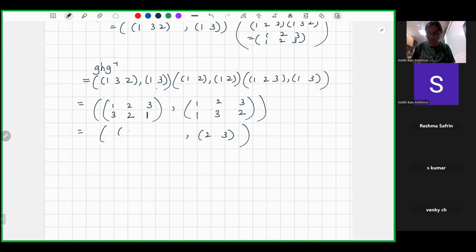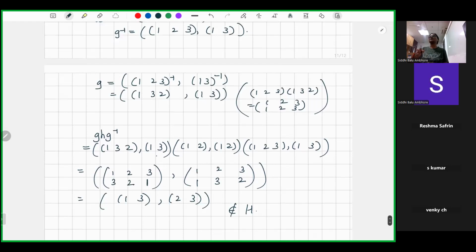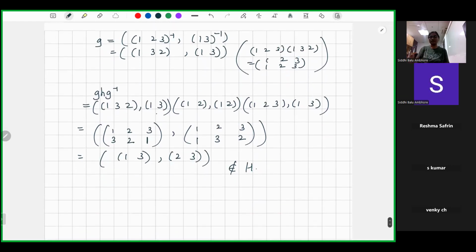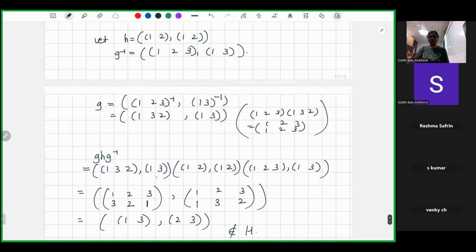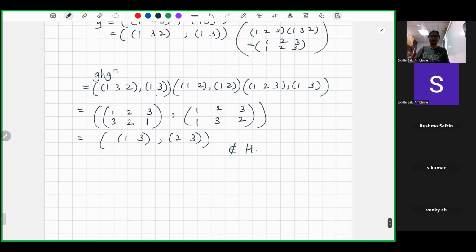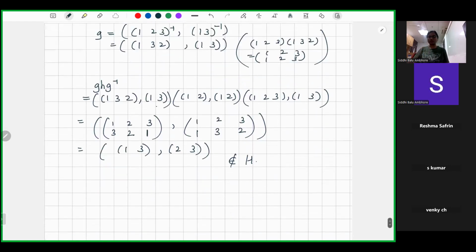Okay, so this is what I get. And this definitely does not belong to my H. And please understand here, choosing this, G H G inverse is not equal to G H. I mean, please check. In earlier cases, I think it was giving me some element from H. But this definitely does not give me an element from H.